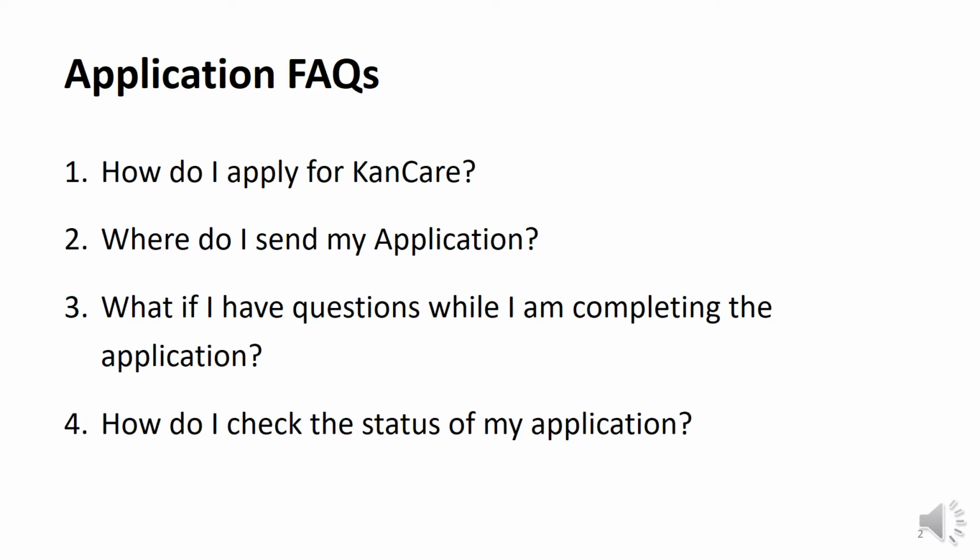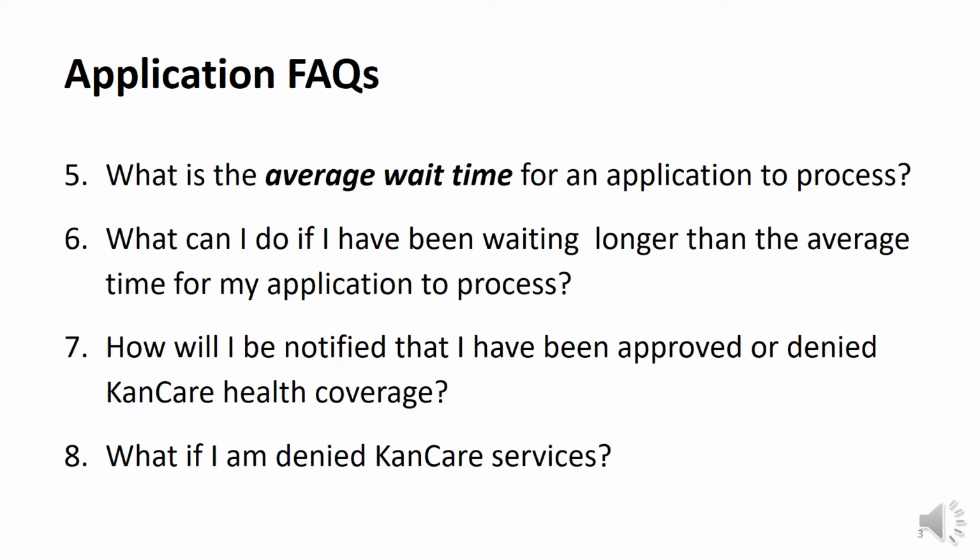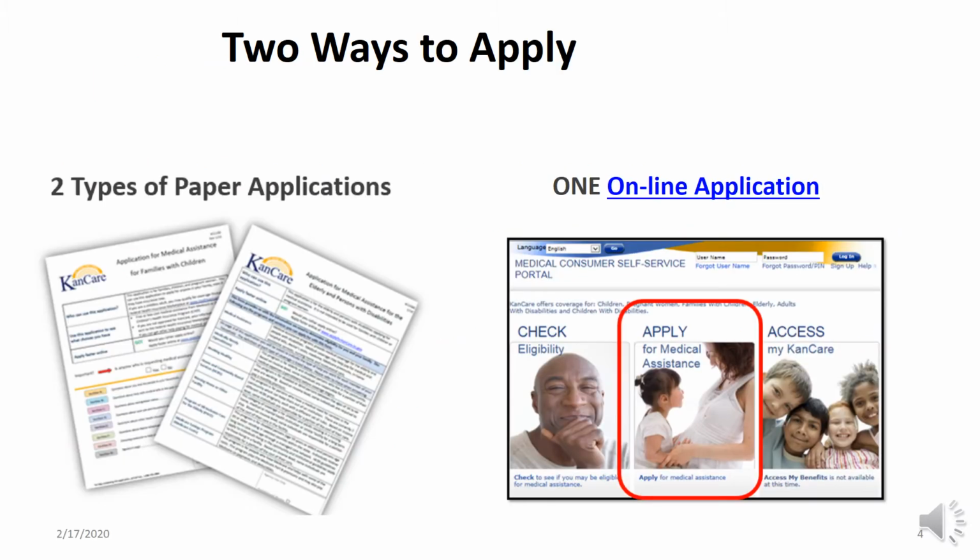So the application frequently asked questions we're going to be looking at today are: how do I apply for KanCare? Where do I send my applications? What if I have questions while I'm completing the application? How do I check the status of my application? What is the average wait time for an application to process? What can I do if I've been waiting longer than the average wait time for my application to process? How will I be notified that I have been approved or denied of KanCare? And what if I am denied KanCare and I believe that was due to a mistake? Let's start with the first question.